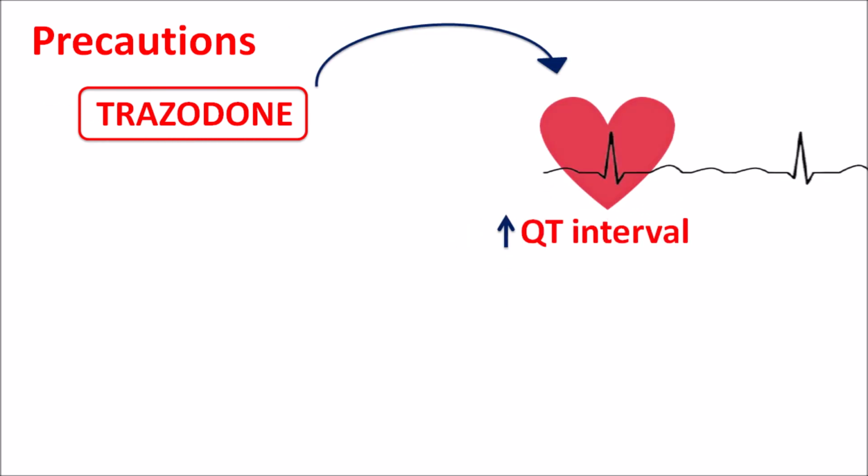Now let us see the precautions of Trazodone. One of the important precautions of Trazodone is that this drug can increase the QT interval on the ECG, so it can precipitate one of the fatal cardiac arrhythmias, torsades de pointes.